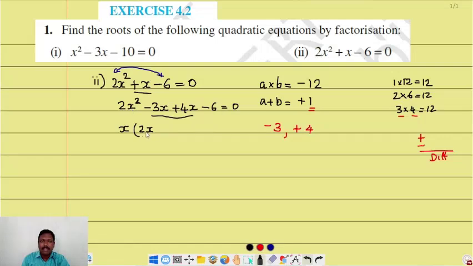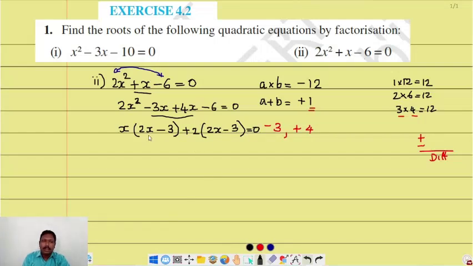When we take x, we will have 2x minus, from 3x we have taken x, so what will be left there, minus 3. So 2x minus 3 plus 4x minus 6. In 4x minus 6 we can take 2 common, because 4 is a multiple of 2, 6 is a multiple of 2. So 2 into what we get, 2x minus 3. We will get 2x minus 3 is equal to 0.